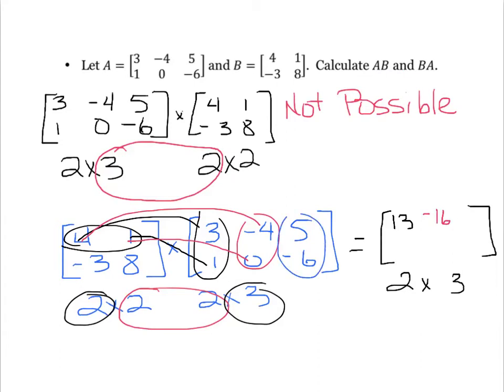And then you do the third column. 4 times 5 plus 1 times negative 6. So 20 minus 6 is 14.